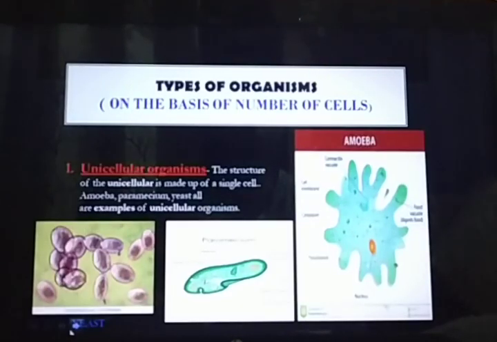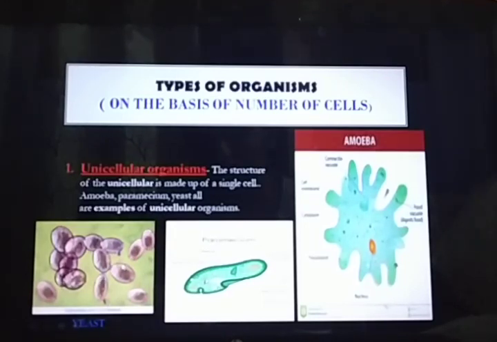Now the last thing: organisms have been divided into two types on the basis of the number of cells. How many cells are there? You can see here that there are two types of organism, unicellular and multicellular. Unicellular organisms are made up of a single cell, as you can see in the pictures also: amoeba, paramecium, yeast. You would be seeing the picture of yeast for the first time. This one, a circular oval shape, is one yeast. This is the second yeast. There are many yeast over here.